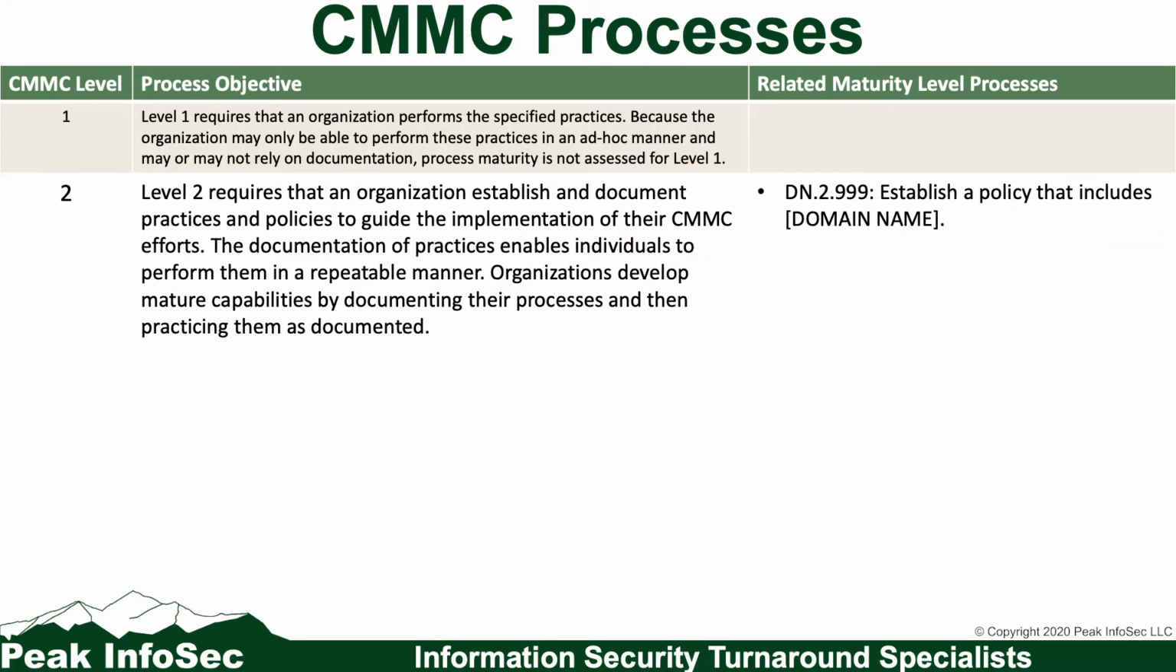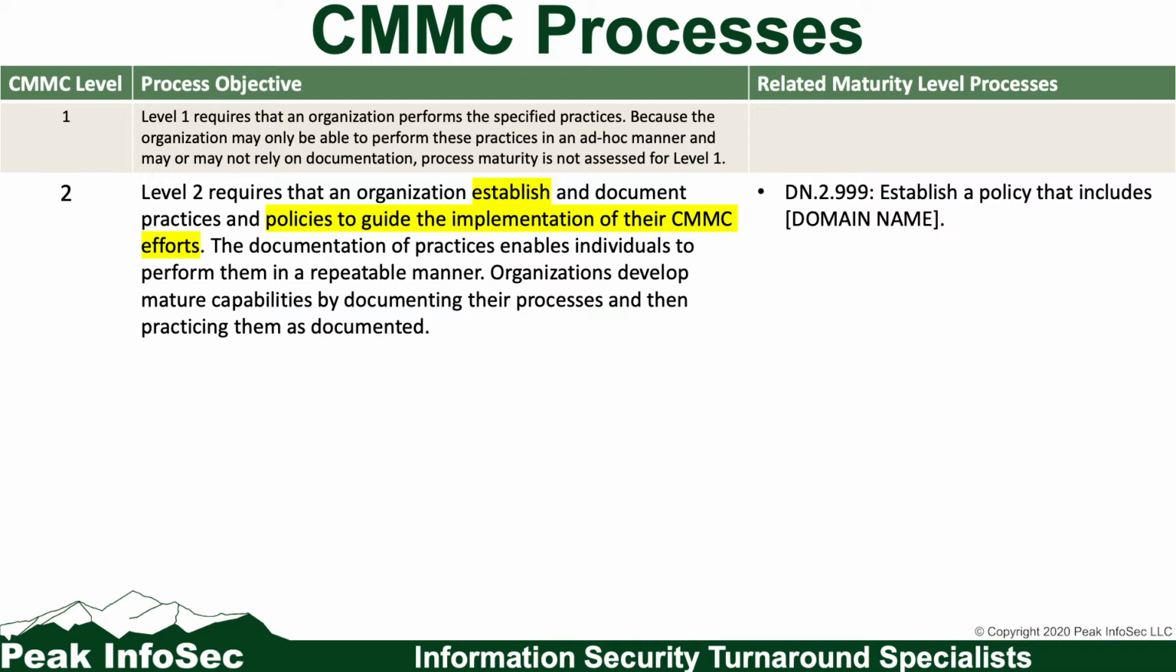So at CMMC Level 2, we have our first maturity level process to establish a policy that includes domain name. Now that is all 17 domain names. They're looking for mapping across all 17 domain names. In this case, you're required to establish policies to guide that implementation.